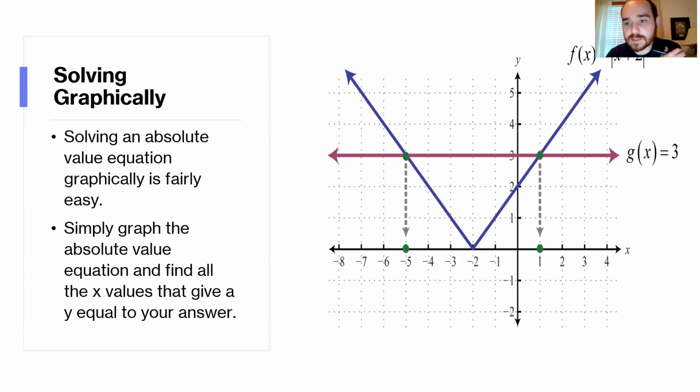One of the easiest ways to solve absolute value equations and absolute value inequalities, which we'll talk about in a little bit, is to just use a graphical solution. If you solve an absolute value equation graphically, all you have to do is graph it, and your calculator should be able to write out absolute values. I think it's like an ABS button instead of the little straight lines, but it kind of depends on what type of calculator you have.